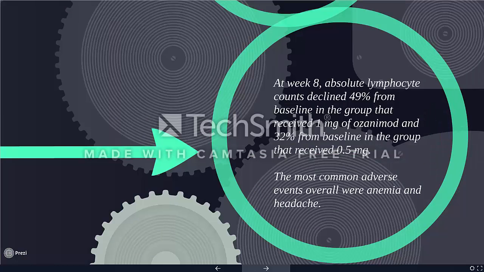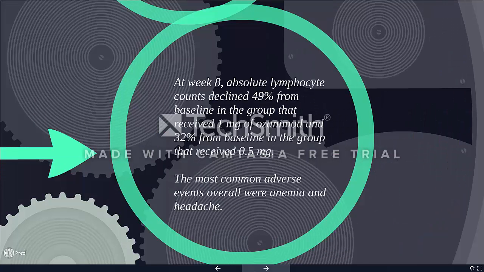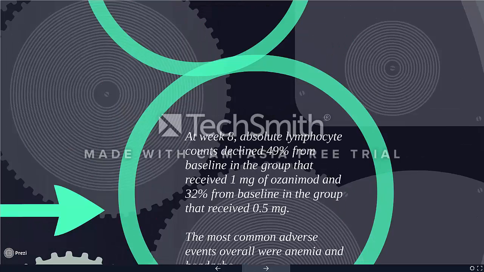At week 8, absolute lymphocyte counts declined 49% from baseline in the group that received 1 milligram of ozanimod and 32% from baseline in the group that received 0.5 milligram. The most common adverse events overall were anemia and headache.